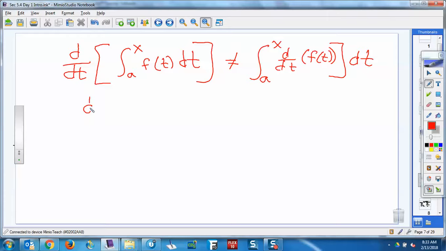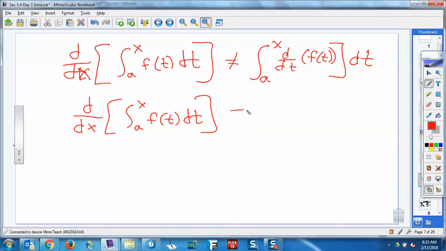Now this side should look familiar. Okay, did I write that down wrong? Isn't this x? This is x right here. I was going to say that to make sense. All right, we're familiar with this side over here, right? Isn't that fundamental theorem part 1 right there? Okay, that's fundamental theorem part 1.